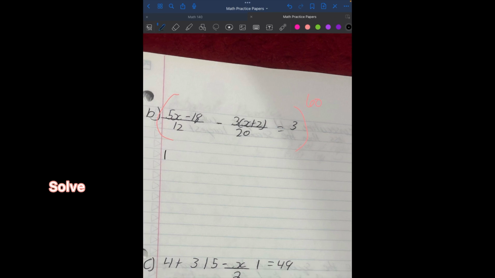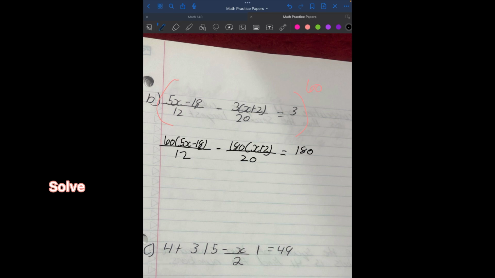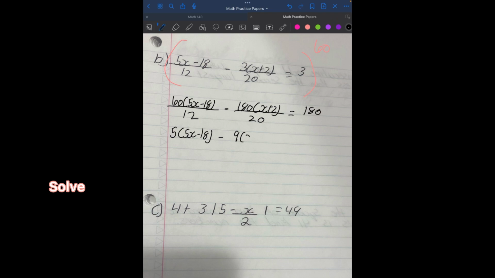So this would be 60 times (5x minus 18) over 12, minus 60 times 3, which is 180, times (x plus 2) over 20, equals 180. Now we could simplify it because 60 divided by 12 is 5. That's 5 times (5x minus 18). 180 divided by 20 is 9, equals 180. Now you have 25x minus 18 times 5, which is 90. Minus 9x minus 18 is equal to 180.